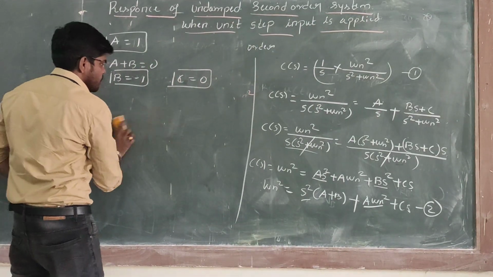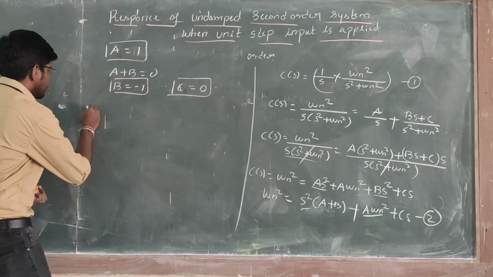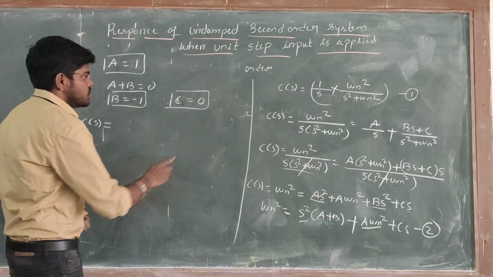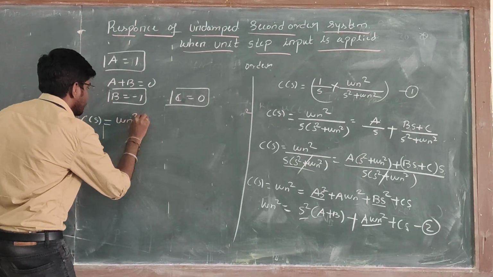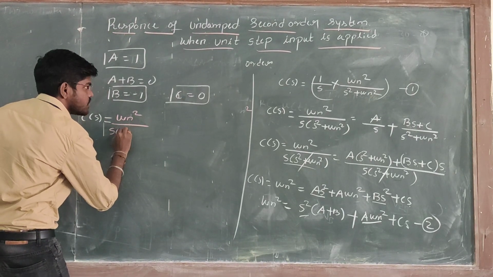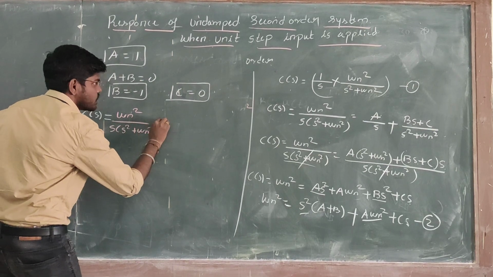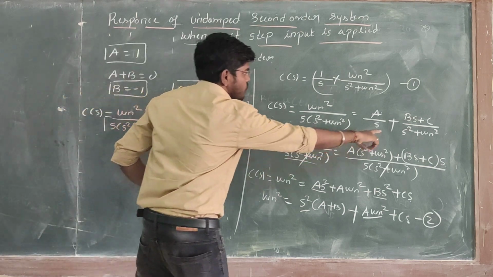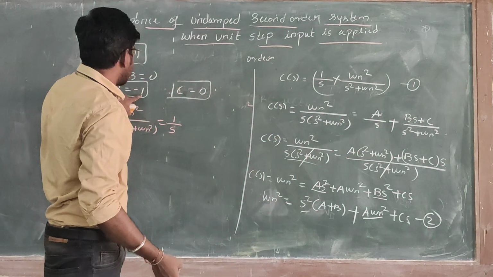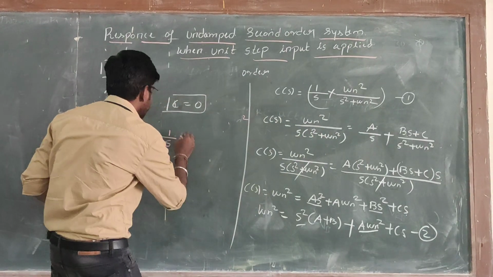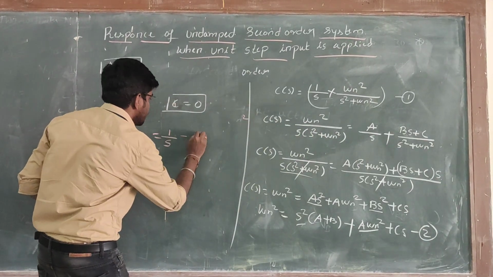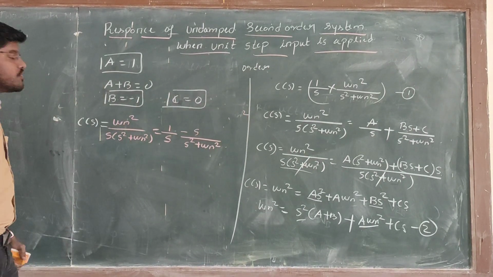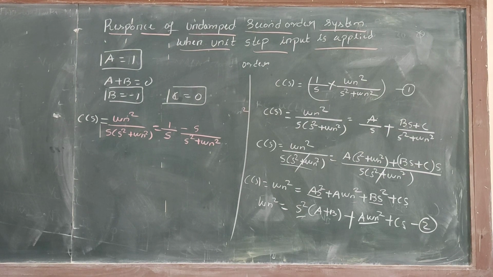Okay. So what we have in that equation? It is C of S equals omega n square divided by S into S square plus omega n square equals A by S. A is 1. It's 1 by S. So plus B S plus C. So B is minus 1 and C is 0. So it will be minus S divided by S square plus omega n square. Okay, we got the value of output C of S in S domain.